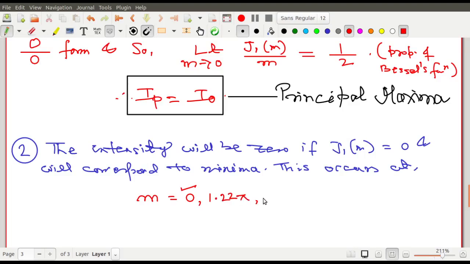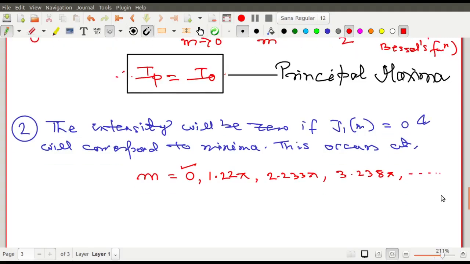The next one occurs at 1.22 pi, the next one at 2.33 pi, the next one at 3.238 pi, and so on. You have to rely on me for this, that I am telling the truth. After 3 months you will do it yourself by your own calculation. So at these points J1 comes out to be 0.